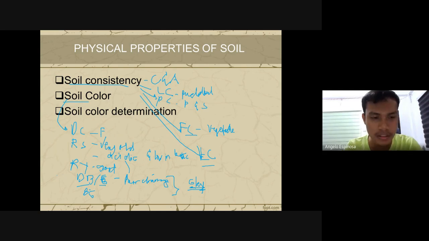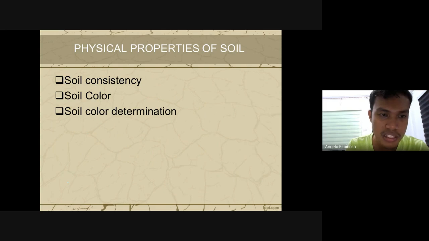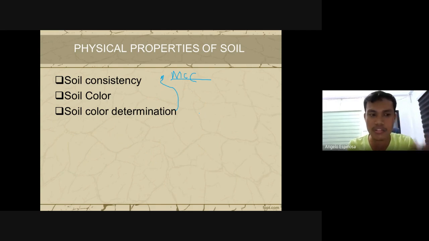So, how are you going to determine soil color? To determine soil color, you are going to use Munsell color chart. Ito na malabas sa board exam, may 1 point na kayo. Munsell color chart is the standard color comparison chart that is being used. So, you have hue, which means dominant spectral color. Pag dominant, ibig sabihin parang primary color.